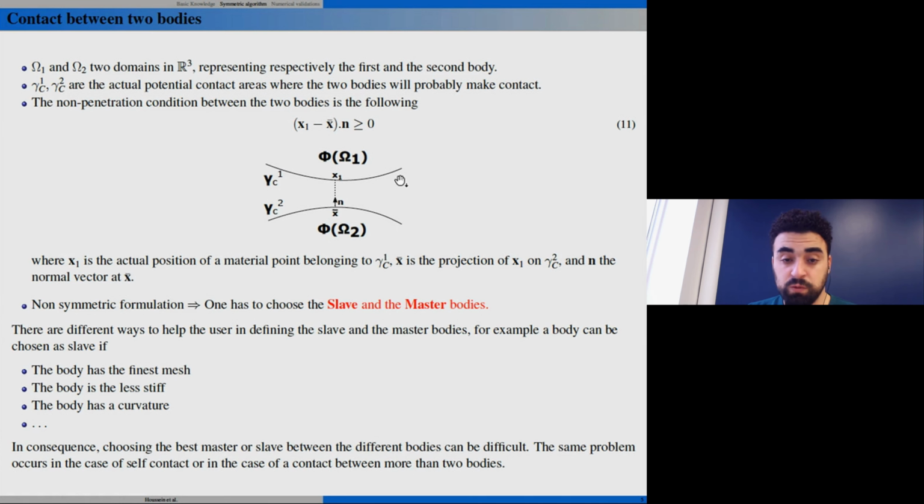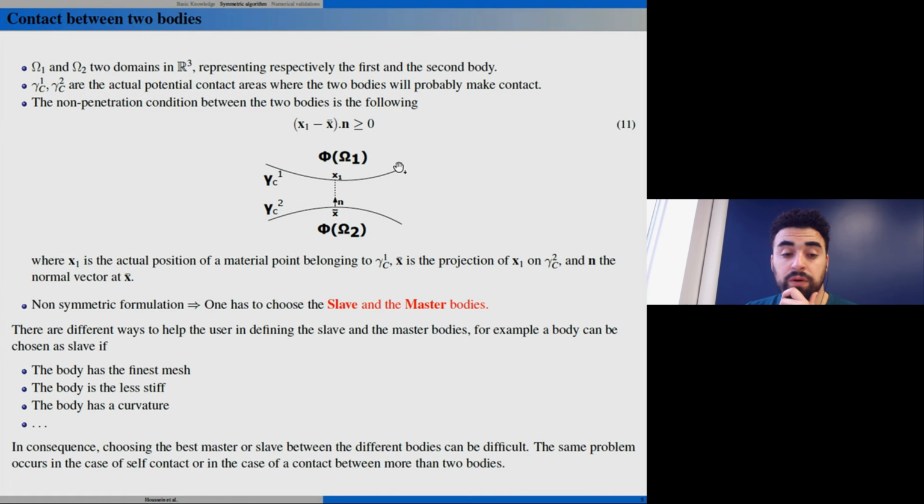We take each x1 at gamma c1, the potential contact area at the deformation. For each x1, we have x bar its projection on the second body, and (x1 minus x bar) scalar n must be greater or equal to 0. For example, if we switch the roles and take the second body as the slave and the first one as the master, we will not obtain the same results when we use the finite element discretization.